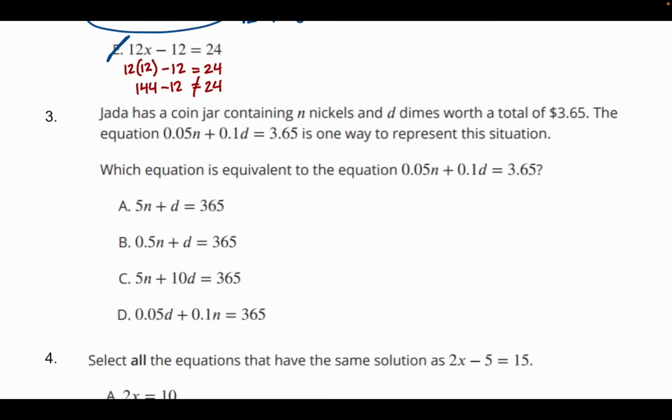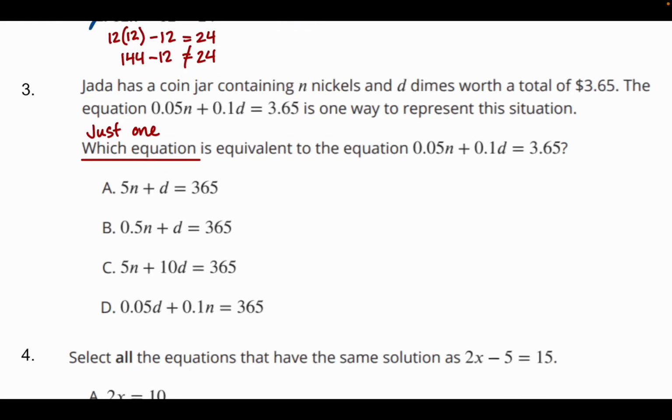So Jada has a coin jar containing N nickels and D dimes worth a total of $3.65. The equation 0.05N plus 0.1D equals 3.65 is one way to represent this situation. Which equation is equivalent to that equation? So again, when it says which equation, this is just one. So I know I am only looking for one answer, but I'm still going to look through each of them.